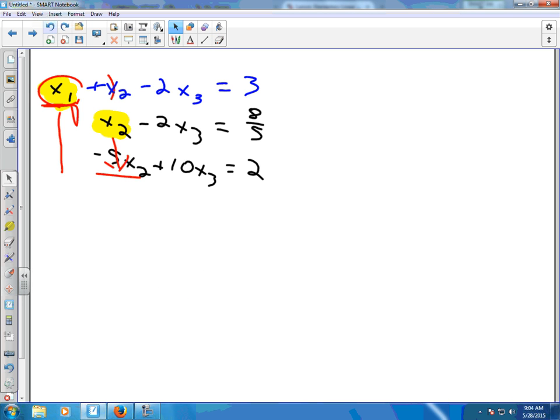So what could we do to make that go away? Right, multiply the second one by 5. So do 5 times row 2 plus row 3. And that'll give us the new row 3.